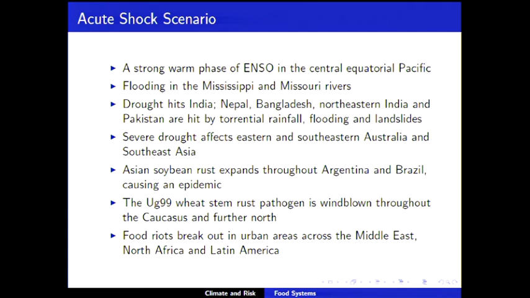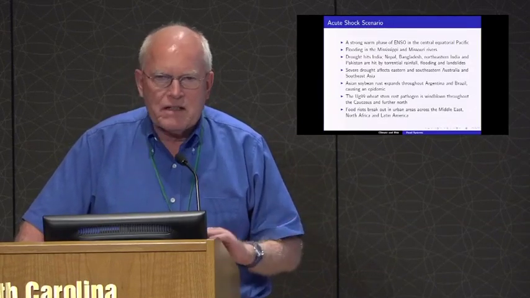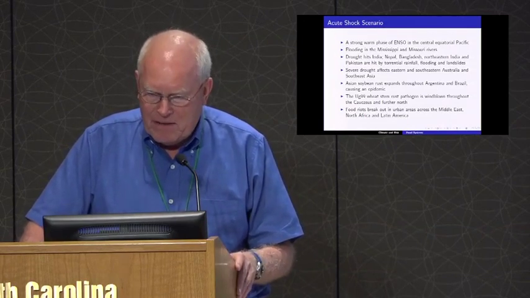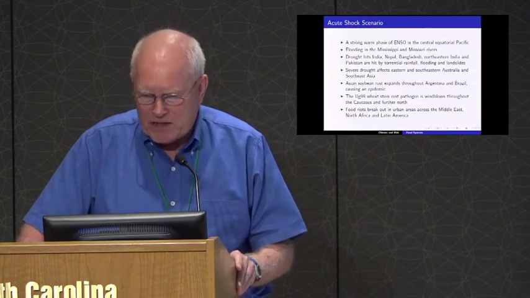Severe drought in Australia, as we've seen in the last few years, and Southeast Asia. And then there comes a biofactor in. There is a soybean rust that expands to South America. So even South America is not spared by this phenomenon. And it causes epidemics, diseases, and what have you. Now some crops are resistant, but there's a rust, UG99, which then gets blown across the Caucasus and further north. So you see all these phenomena are caused by one phenomenon, El Nino. What happens? Crops are destroyed, landslides, land cannot be restored easily. It takes years. So now you have to estimate how does this affect the world population and our food system?